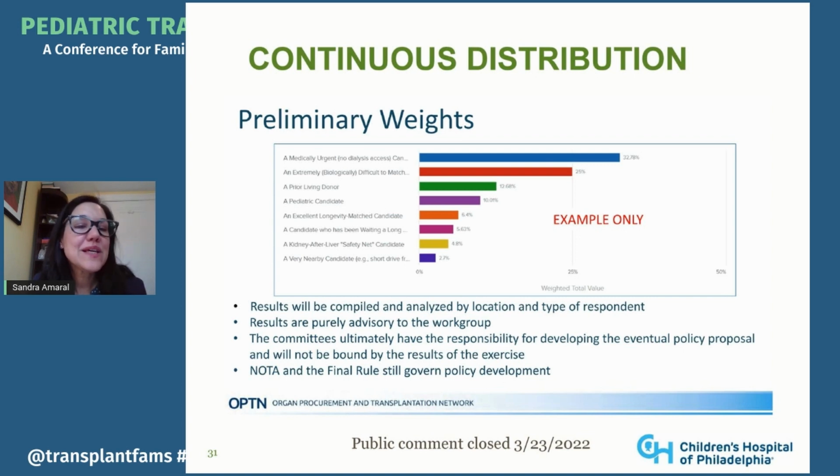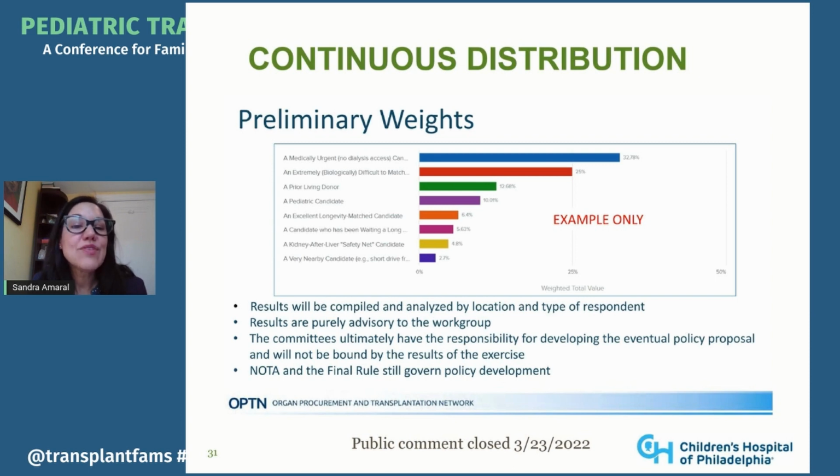And the results are to be compiled and analyzed, and they're going to be provided to a working group. And then ultimately, the kidney committee will decide. This has also happened in lung and is planned for other organs.